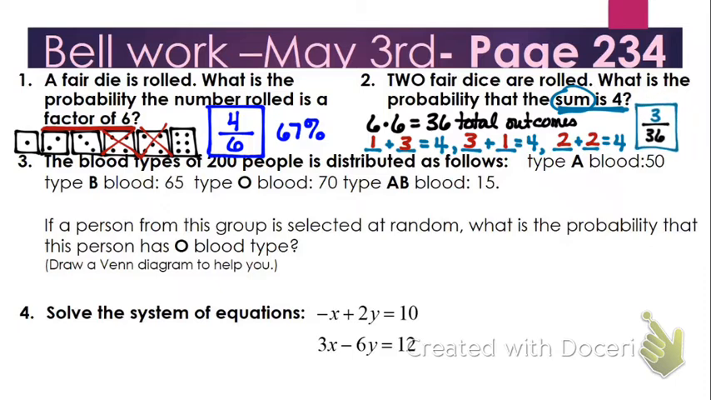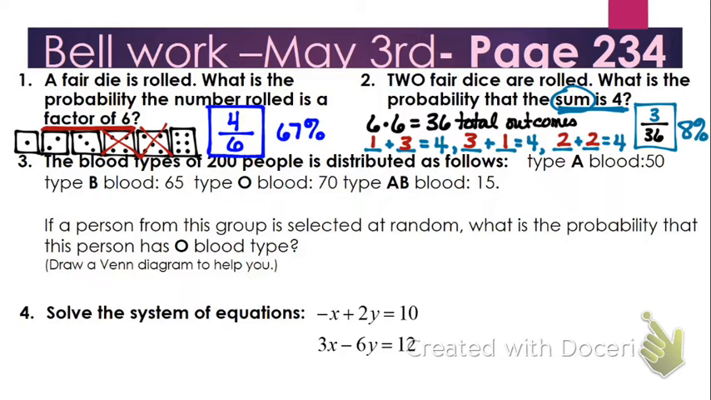All right, number 3, this is our last probability question. The blood types of 200 people is distributed as follows. Type A blood, there were 50 people. Type B blood, there were 65. Type O was 70. Type AB was 15. If a person from this group is selected at random, what's the probability that this person has O blood type?